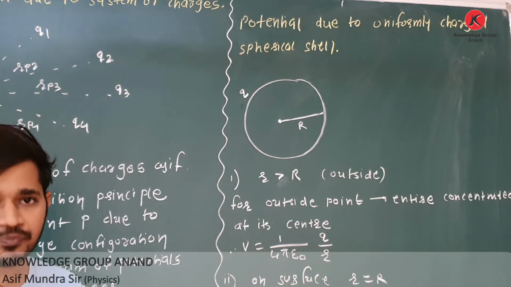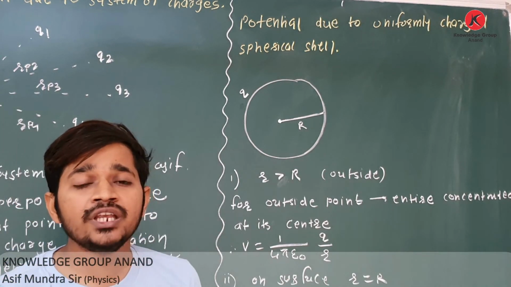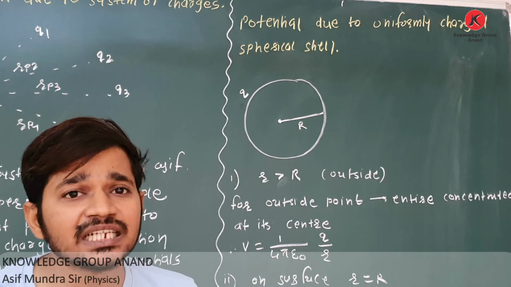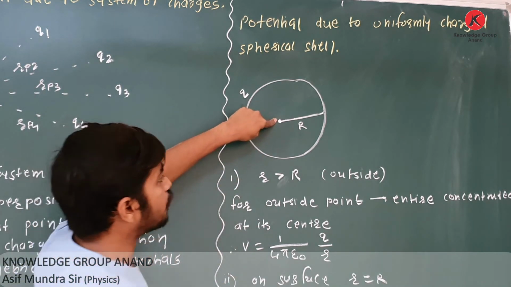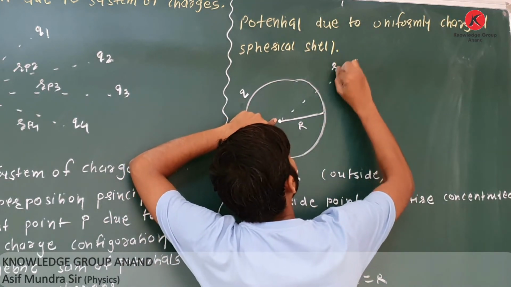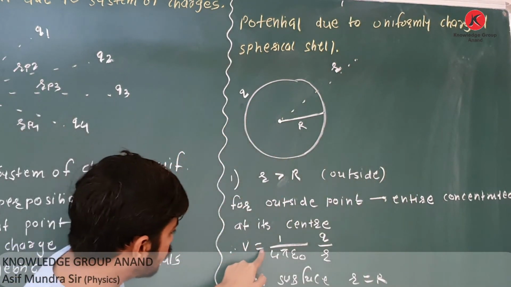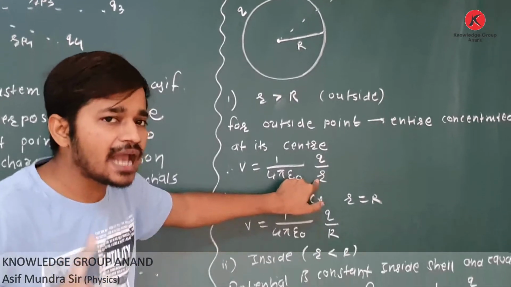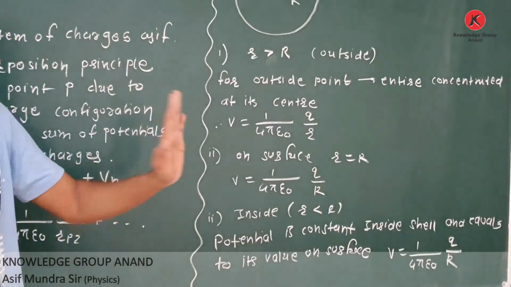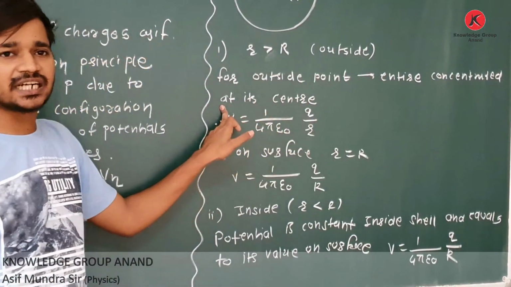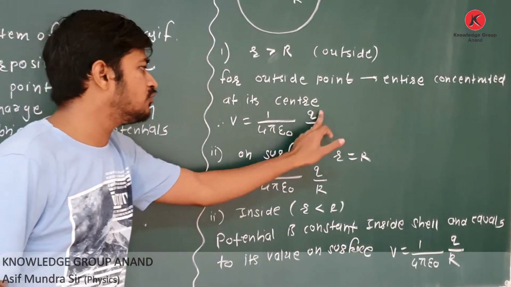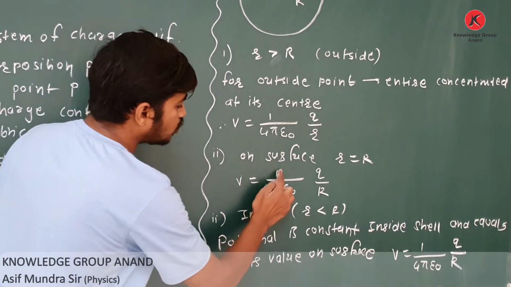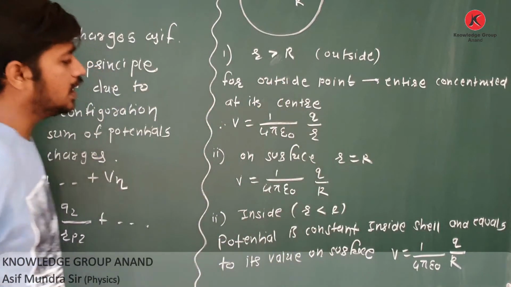We have obtained one result: for r greater than R, meaning outside, we can say that the total charge on the spherical shell is concentrated at its center. So from the center at a distance r, what is potential? We know its equation. V is equal to 1 upon 4 pi epsilon 0 q upon r, where r is the distance from center. So for outside it is easy. For an outside point, the entire charge is concentrated at its center. On the surface you have to replace this small r by its radius. Then V is equal to 1 upon 4 pi epsilon 0 q upon capital R.